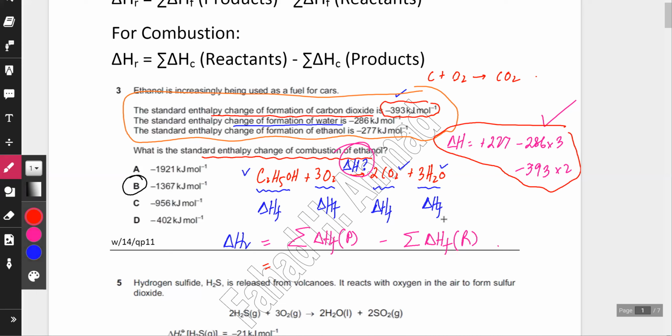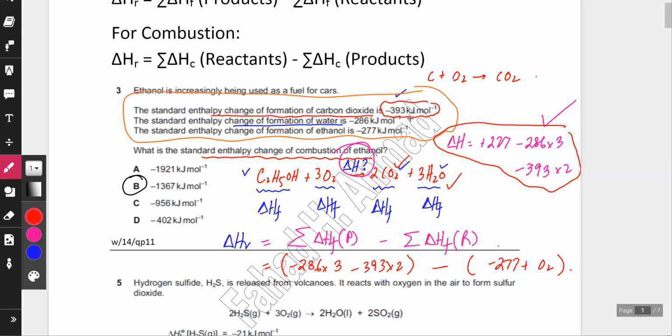What are the enthalpies of formation of products? You have water and you have carbon dioxide, right? So what is water? That's minus 286. But there are three water molecules, so that's 3. What is carbon dioxide? Carbon dioxide over here is minus 393, but that would be multiplied by 2, right? So these are my products. Minus my reactant, which is ethanol, and ethanol is minus 277. And the other one is O2, which is 0.